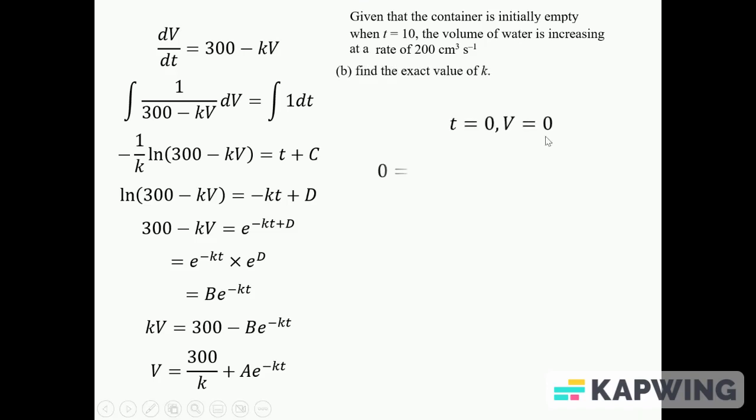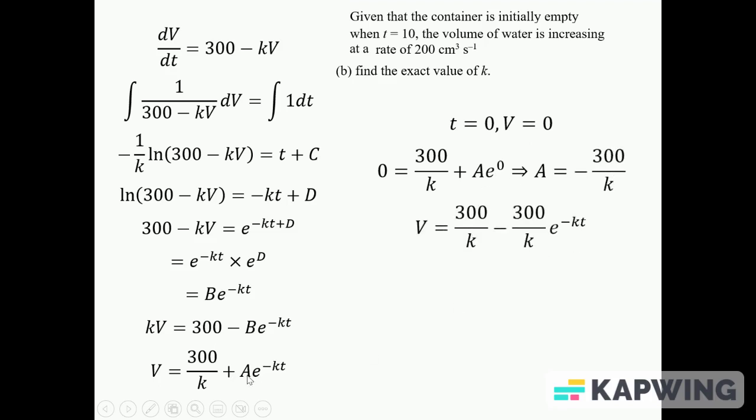Then it says, given that the container is initially empty, and when t is equal to 10, the volume of water is increasing at a rate of 200, we're going to find the exact value of k. t is 0, V is 0. Putting this into here, 0 is 300/k plus a e to the 0. That's just a times 1, so the a is minus 300 over k. So I can put that into here, minus 300 over k in for the a, which I can simplify to this.